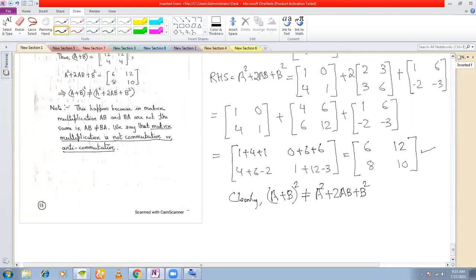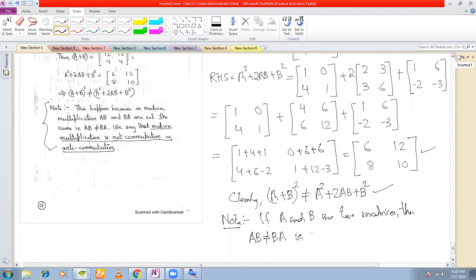Now, I've given you a small note here. The note states why this is happening in case of matrices. This happens because matrix multiplication is not commutative. That is, if A and B are two matrices, then AB is not equal to BA. That is, we say matrix multiplication is not commutative.